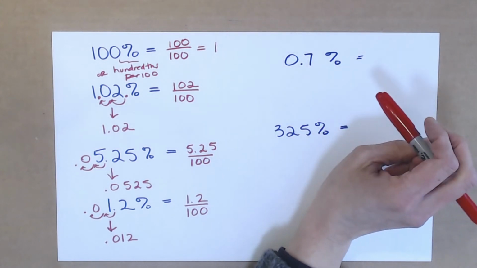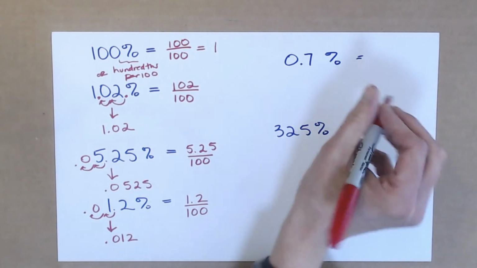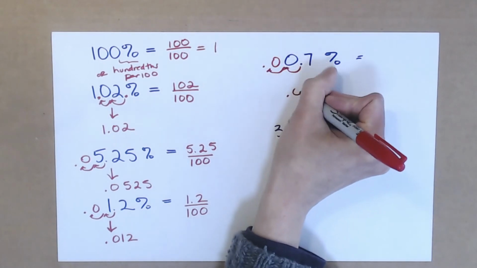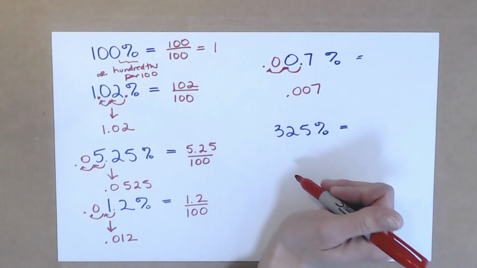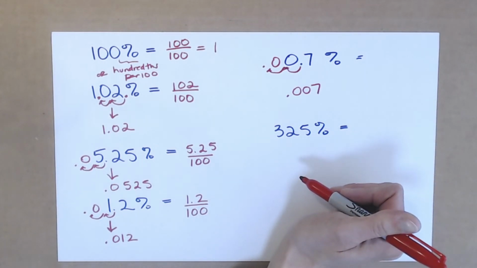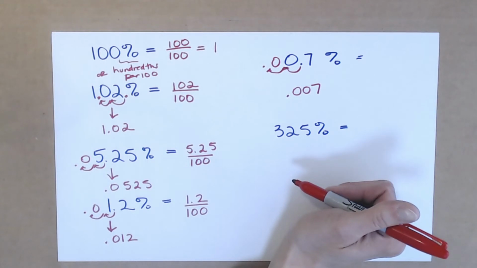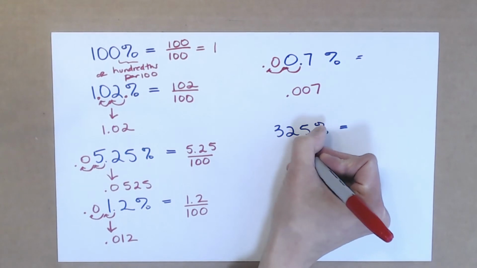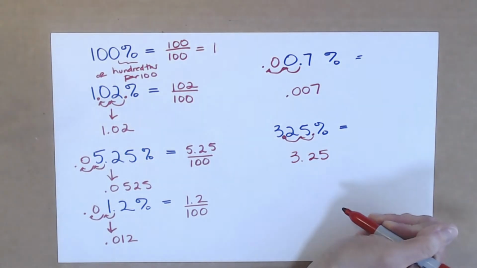Now let's try these two more in our head where we're not first writing it over 100. 0.7%. So we're going to think in our head, that's 0.7 hundredths. If we divide 0.7 by 100, we move our decimal two places to the left. So our answer is 0.007. And this one, 325%. That's 325 hundredths. We can kind of picture that fraction in our head if we want. And then we can think, well, we're dividing by 100, so we move our decimal point 2 places to the left, and we get 3.25.